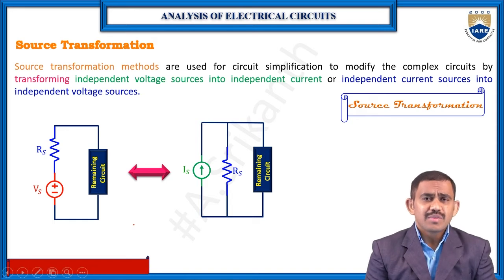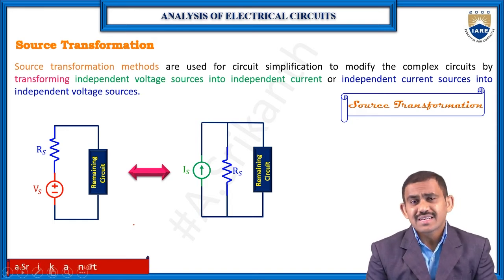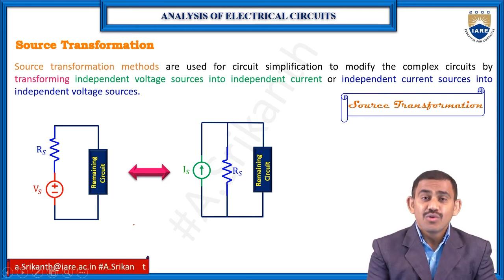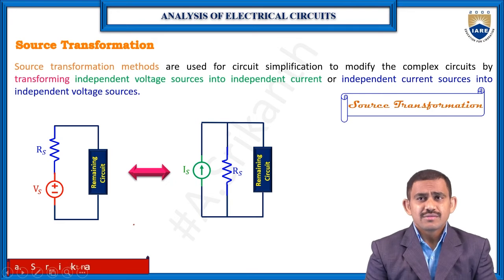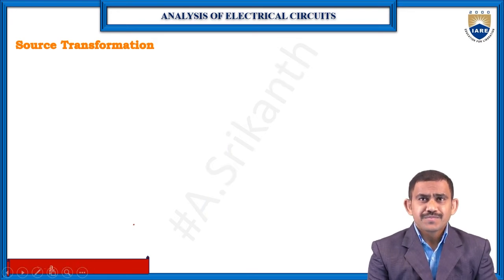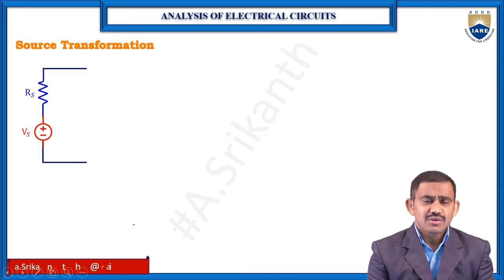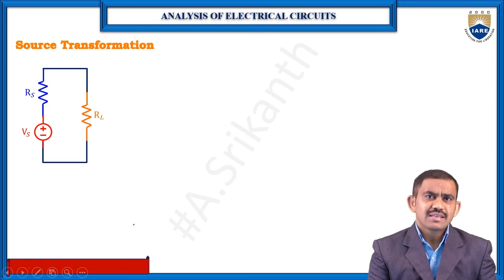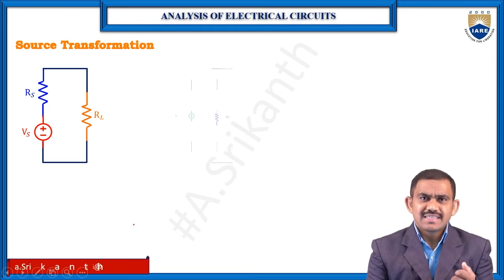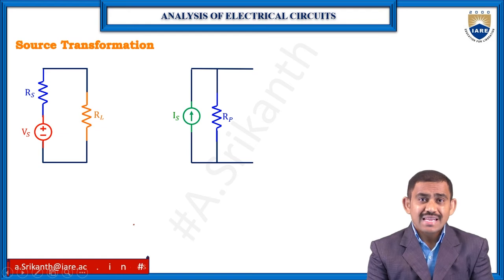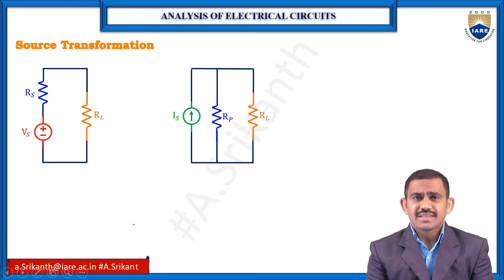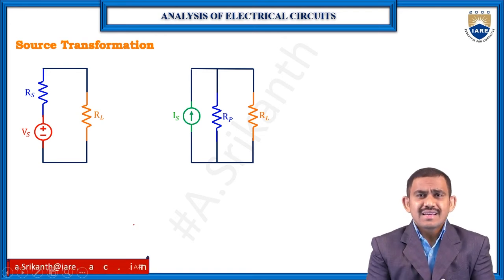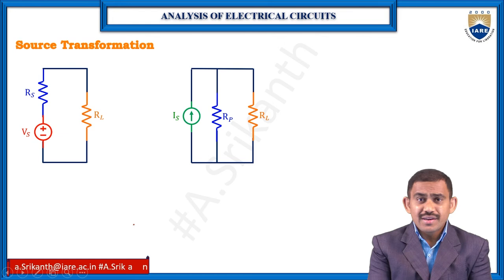For this we have a formula. If you are converting voltage to current, what is the current formula? If you are converting current to voltage, what is the voltage formula? We'll check it now. I'm taking a voltage source in series with a resistor and one load resistor RL, so Vs, Rs as well as RL. Same here: a current source in parallel with some resistor and the load resistance. Just observe both circuits: voltage source in series with a resistor, current source in parallel with that resistor, and the load resistor is common.